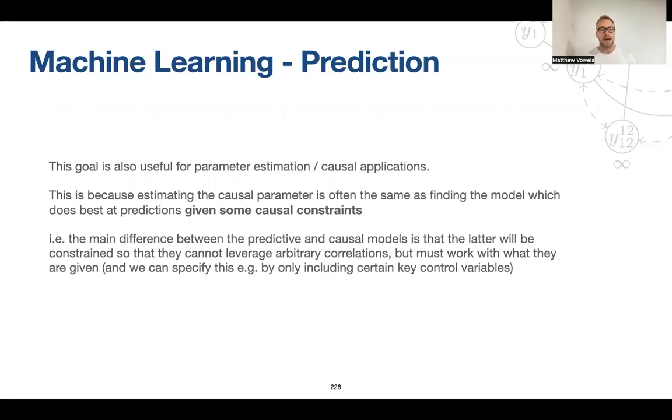And so the reason is because estimating causal parameters is often the same as finding the model which does best at predictions, given some causal constraints. I.e., the main difference between predictive and causal models is that causal models will be constrained so they cannot leverage arbitrary correlations, but must work with what they are given. And as a result of that, they end up useful also for parameter estimation in the causal sense.